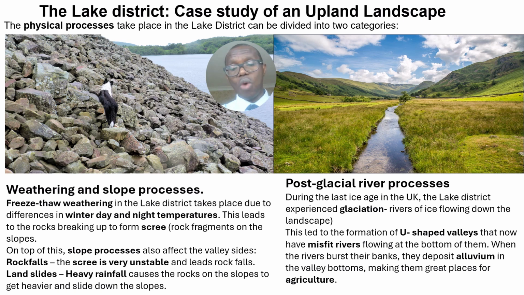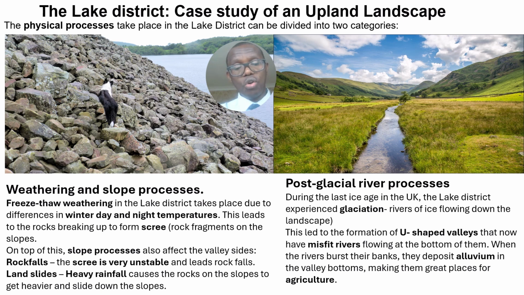On top of this, we also have slope processes that will take place and affect those valley sides. One of the processes is rock falls. We know that the rocks can be quite unstable, like the ones you can see here. All of them are different shapes and sizes, and therefore they will not sit on top of each other in a way where they would not move. Because of that instability, the rocks are likely to move down the slopes due to the pull of gravity.